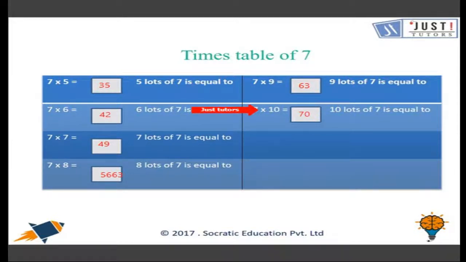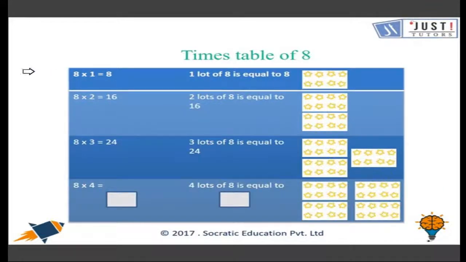Now we'll move ahead and try the times table of 8. So 1 lot of 8 is equal to 8. 2 lots of 8 will be 8 add 8, 16. 3 lots of 8, 8 add 8 will be 24. So 8 times 3 is 24. Then 4 lots of 8: 8 add 8 is 16, 16 add 8 is 24, 24 add 8 is 32. So that will be 32. That means 8 times 4 is going to be 32.